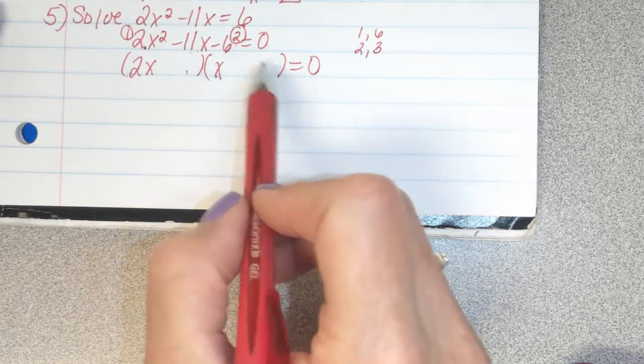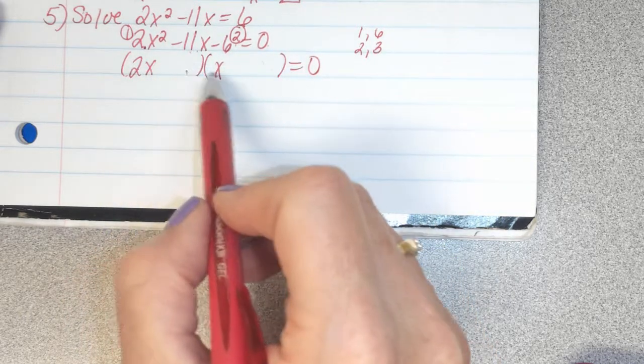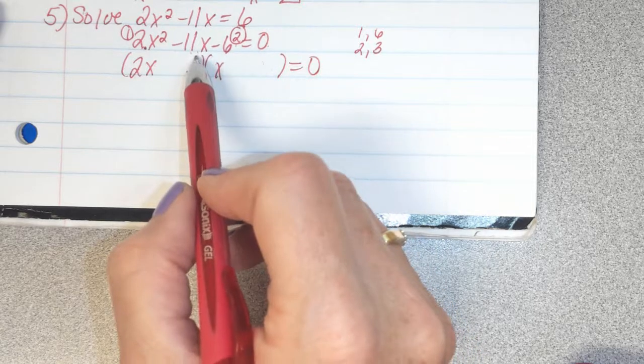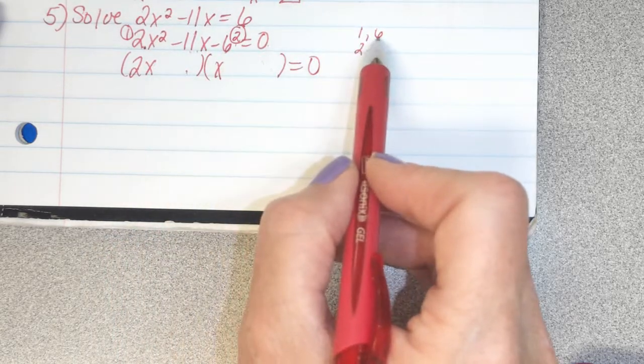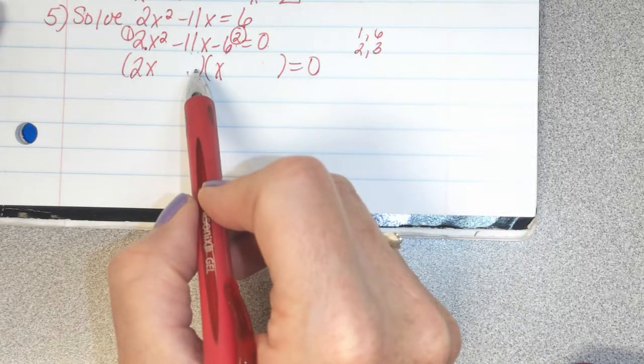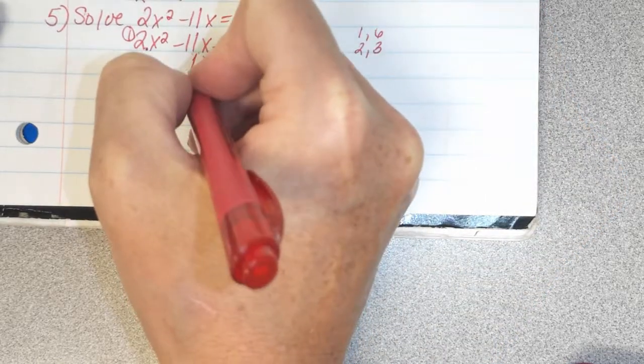But that's not going to work. Look, if I put a 3 here and a 2 here, think about it. I would get a 4x and a 3x. Are those going to give me 11? 4x and 3x? No. So I'm going to have to try this instead. Can a 6 go here? No. The 6 is going to have to go here. The 1 is going to have to go here.